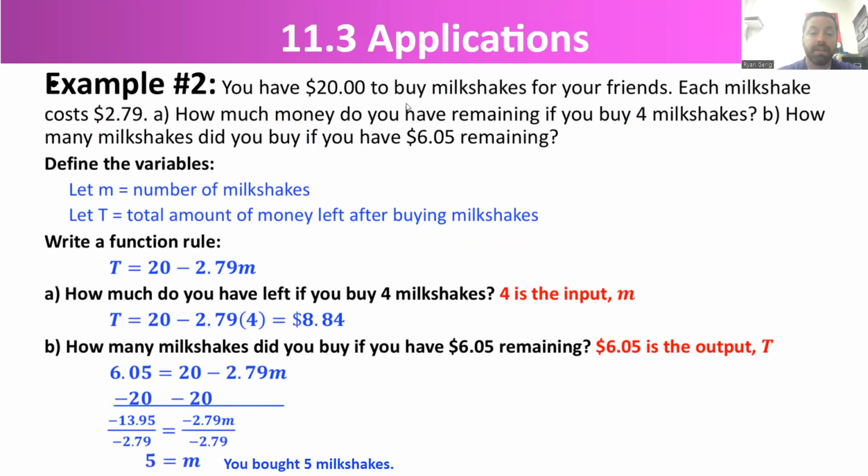Okay, and that is what you're going to be doing today. You're going to be looking at a word problem, and you're going to try to make sense of it, figure out what two things are unknown, and then write a function rule from it, and then use the function rule.